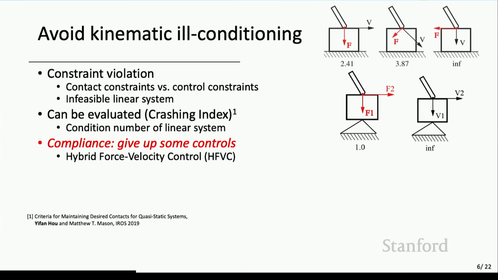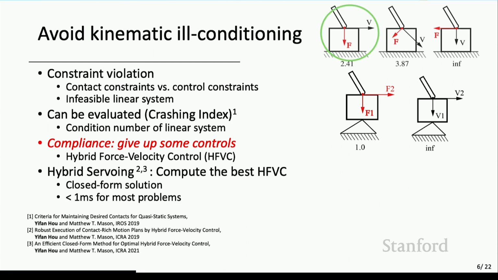And apparently, there are many options for selecting the number of dimensions and the direction of those controls. On the one hand, you still want to finish your task, right? You still want to achieve the desired system velocity. On the other hand, you want to minimize the crashing index, so you stay away from getting ill-conditioned. And that problem of computing the best hybrid force velocity control can be solved in closed form. So we call it the hybrid servoing problem.